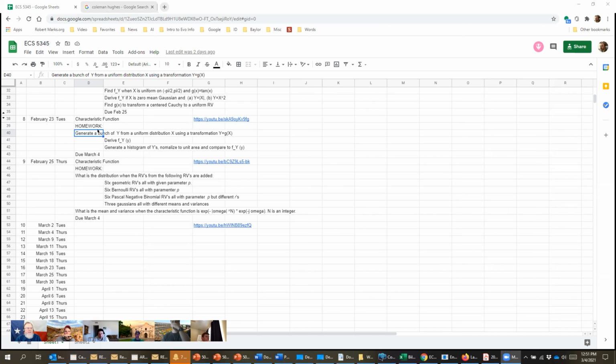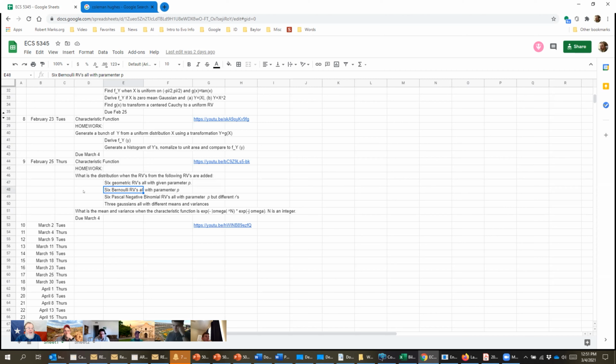The next homework is, what is the distribution of these random variables in the following cases? If you take 6 geometric random variables with a given parameter p, what does it converge to? Can anybody just answer with a name, with a word? Pascal. It goes to a Pascal, doesn't it? Isn't that interesting? What about 6 Bernoulli random variables with parameter p, what does it converge to?